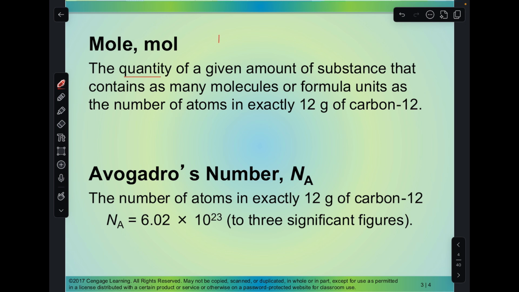Just like 1 dozen equals 12, 1 mole is equal to 6.02 times 10 to the 23rd. It's a very large number, much larger than the number 12, but it is just a number. That's really all it is. You can have a dozen eggs, a dozen cars, a dozen hats, just like you could have a mole of eggs, a mole of cars, a mole of hats. It would weigh quite a bit because this number is so large.